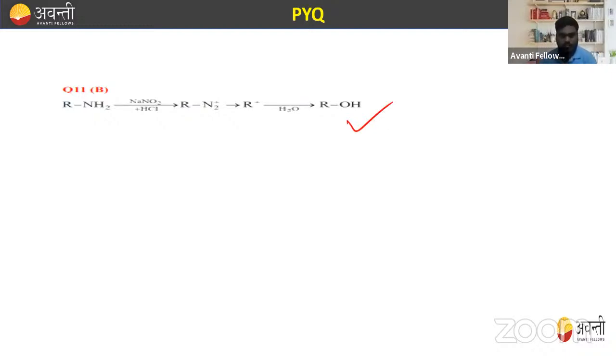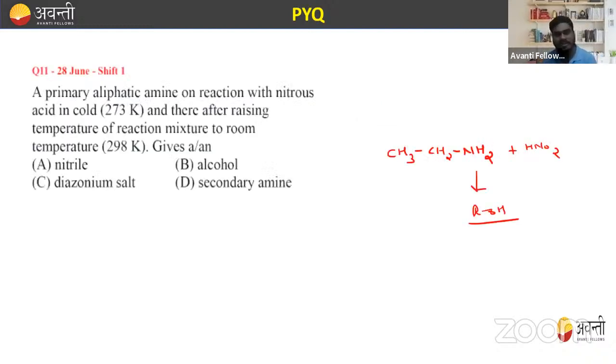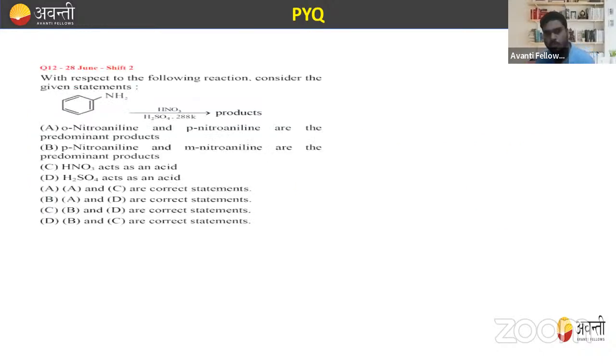So this is a very simple reaction. That is, whenever the primary aliphatic amine is treated with nitrous acid, and after raising the temperature of the reaction mixture to room temperature, then the formation of alcohol takes place, right? Now move to this question.